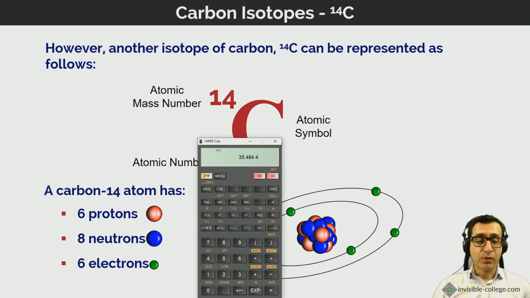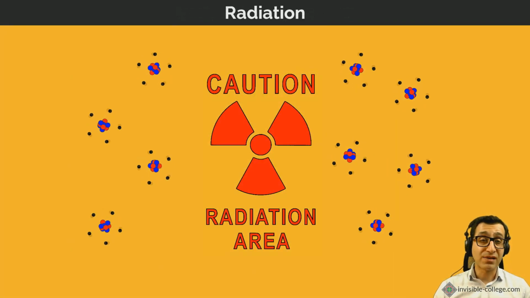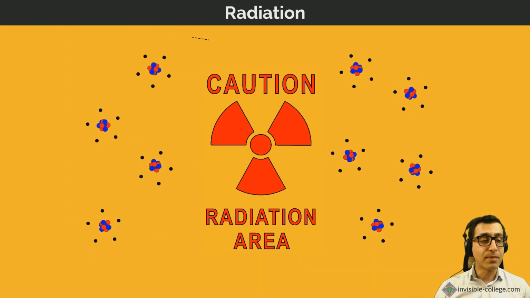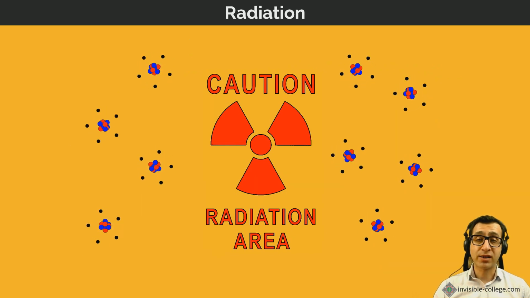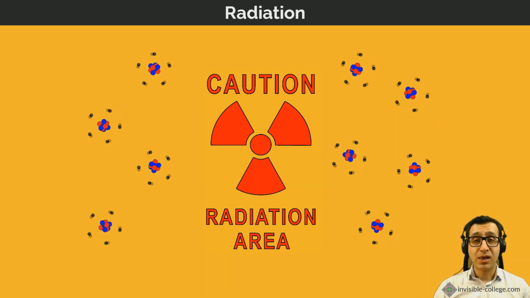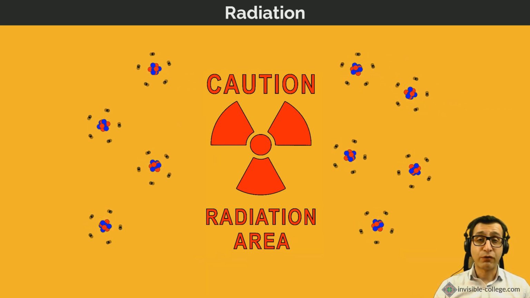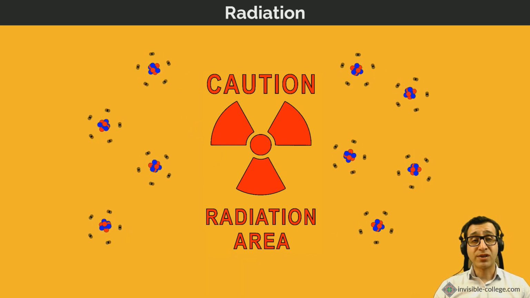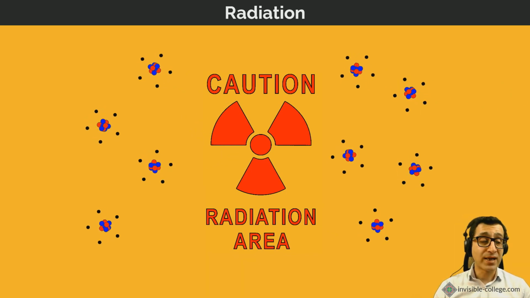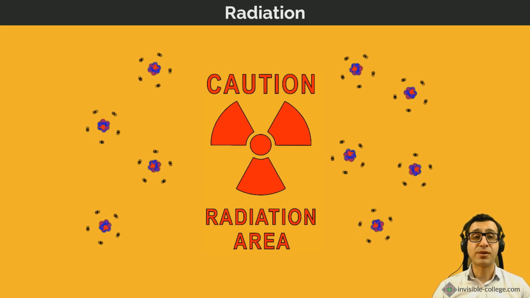So now that we've taken a quick review of atomic structure, let's now move on to the idea of radiation and radioactivity. Now, the word radiation is a very general word. It simply means the emission of energy in the form of waves or particles from an object. So the word radiation on its own is a very general word. It can also be used to describe the emission of heat from a hot object to a colder surroundings. But in this context, we're talking about nuclear radiation, radiation which is given off by unstable nuclei of certain elements.